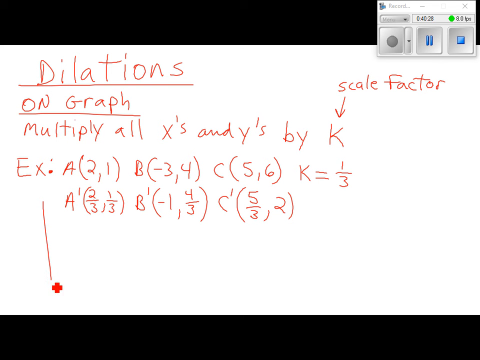If they just give you a shape, you find the original points first. Then you find the new points. Then you graph the new shape, whatever it is. That's all you do if you're on a graph.